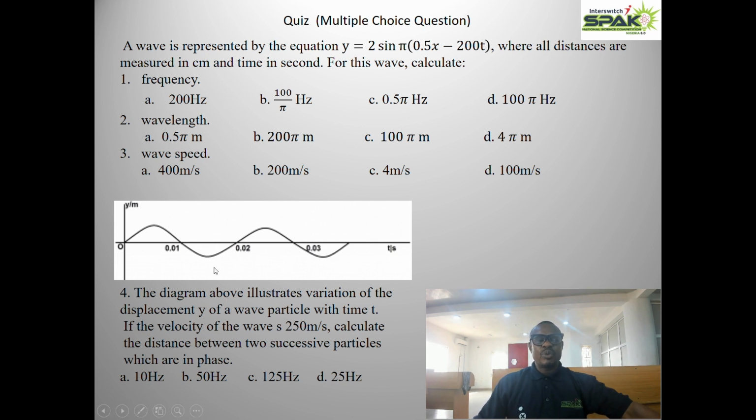Okay, that is the question. So the question of this number 4 should be: the diagram illustrates the variation of the displacement y of a vertical particle with time. Calculate the frequency of the oscillation. So it is not to calculate the distance between two successive particles. Calculate the frequency of the oscillation, and the frequency of the oscillation is 50 hertz. Sorry for that.